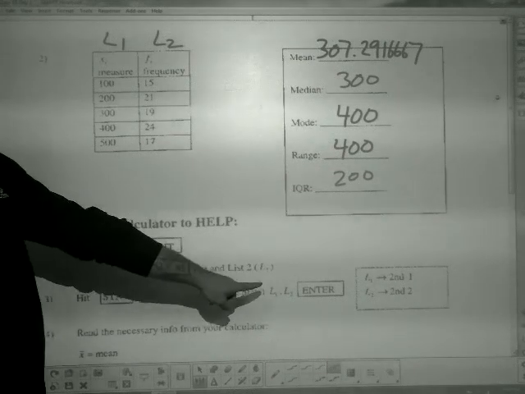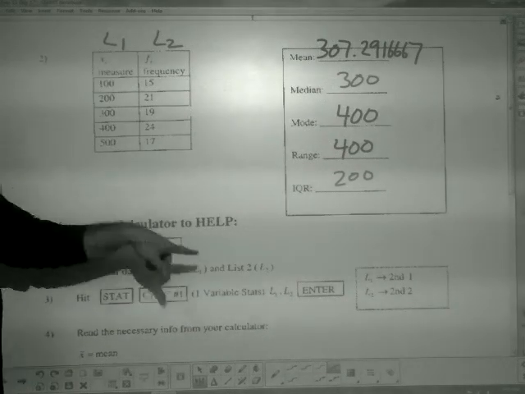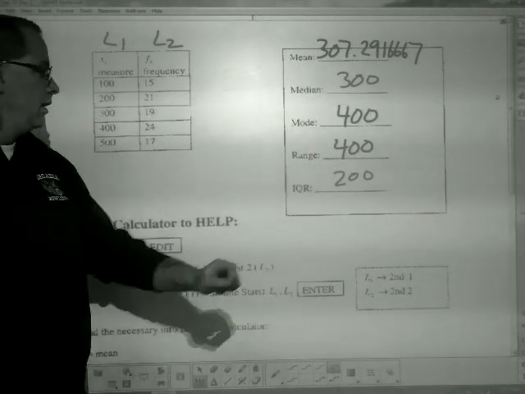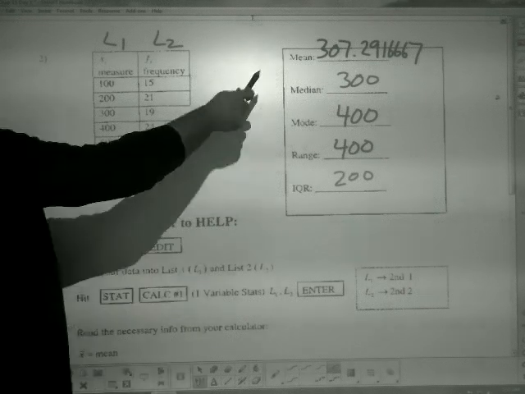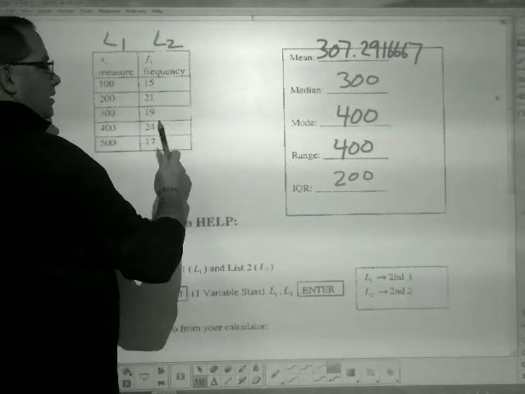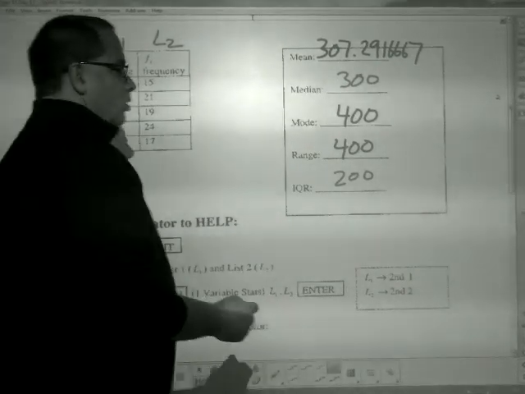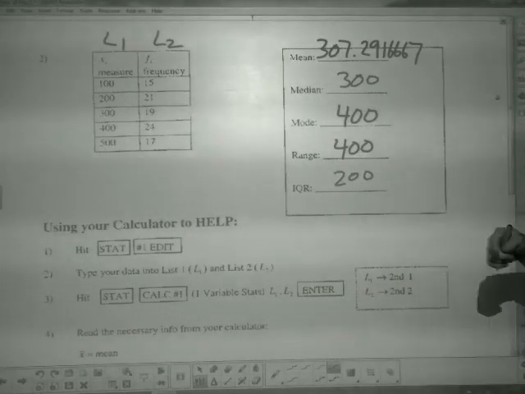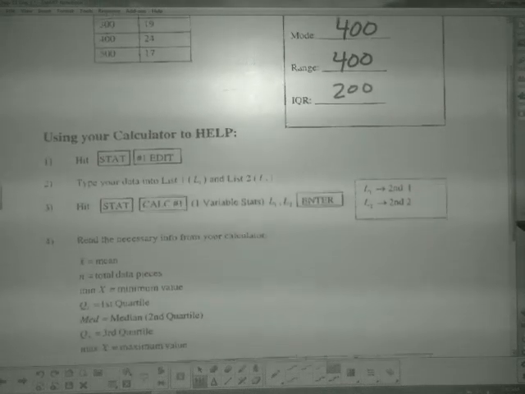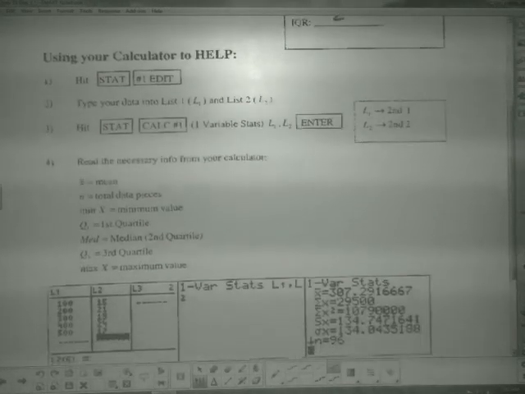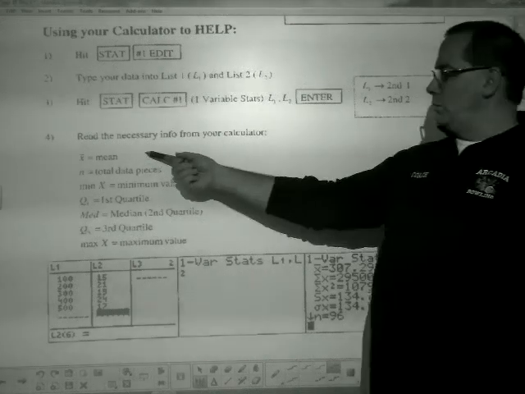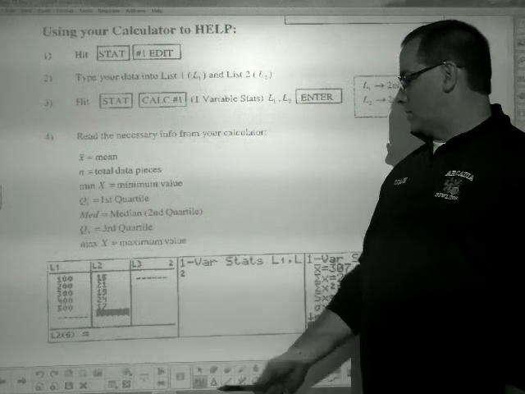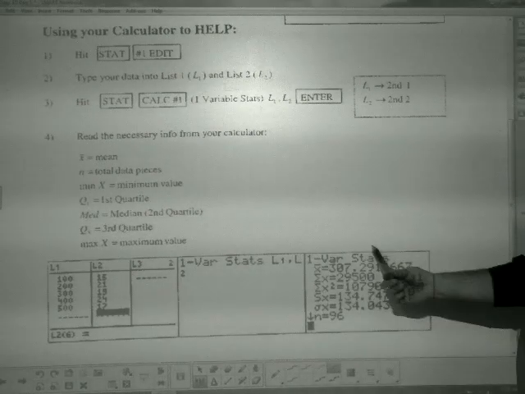But this time, we're going to use list 1 as our X list, list 2 as our frequency list, and then we hit enter. It will give us the mean, the median, and the quartiles that we can take the range of in our quartile range, and it gives us the max and the min. So notice, all of this is on the calculator. It'll give us the mean, the number of pieces, minimum, first quartile, median, third quartile, max. So this is what the output would look like.